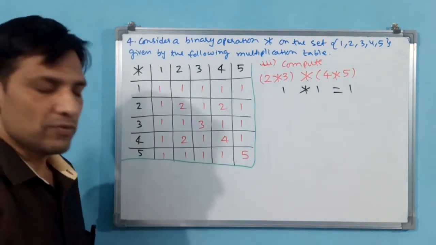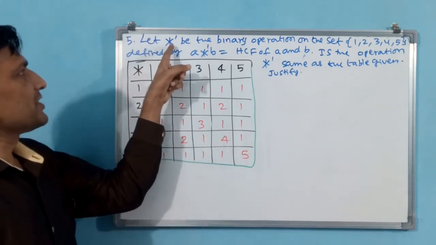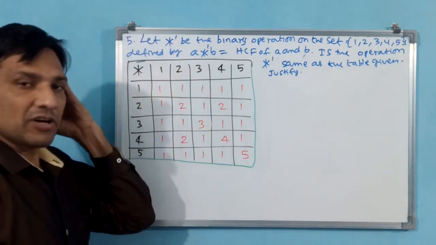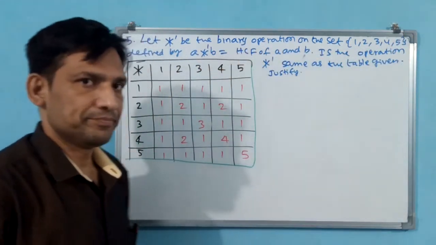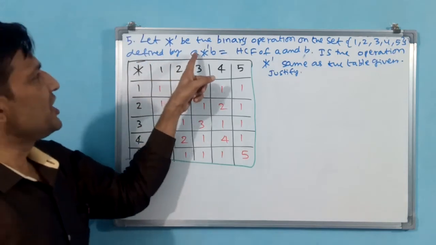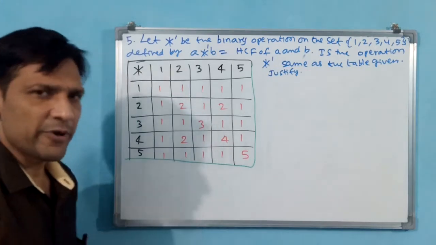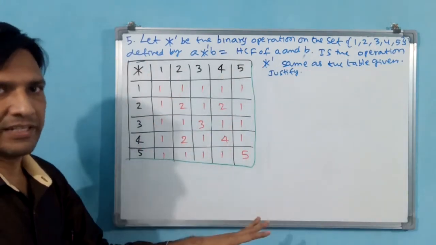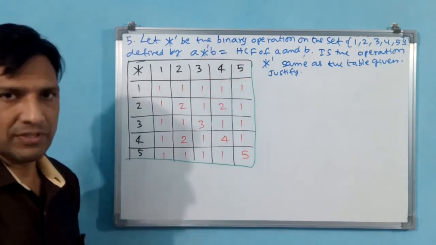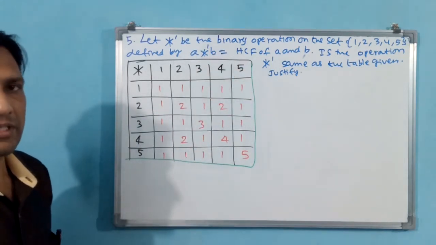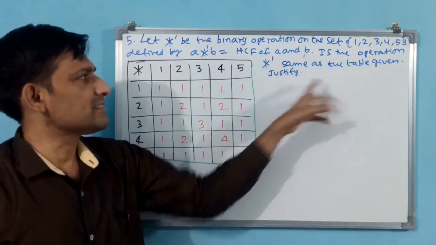Now we go for fifth question. See the fifth question. Let star dash, see this is not star, star dash be the binary operation on the set 1, 2, 3, 4, 5, defined by A star dash B is equal to HCF of A and B. That means whatever symbol they may give, the operation is HCF. We know LCM, HCF and all. Highest common factor.